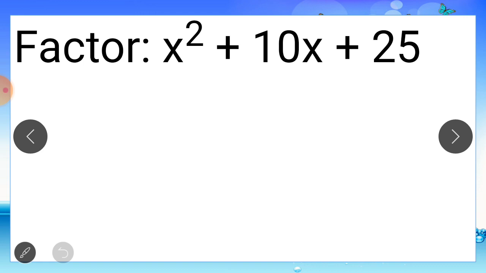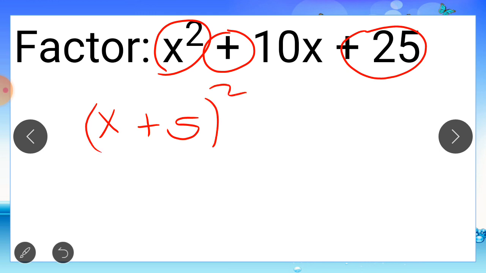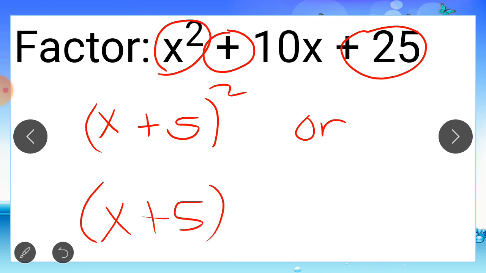So let's try. Get the square root of the first term. Square root of x squared is x. Square root of last term is 5. Then get the sign of the middle term. The middle term is positive. Then just write this as x plus 5 times x plus 5, or you can write this in expanded form as x plus 5 times x plus 5. So that's it. The factors of x squared plus 10x plus 25 are x plus 5 times x plus 5.